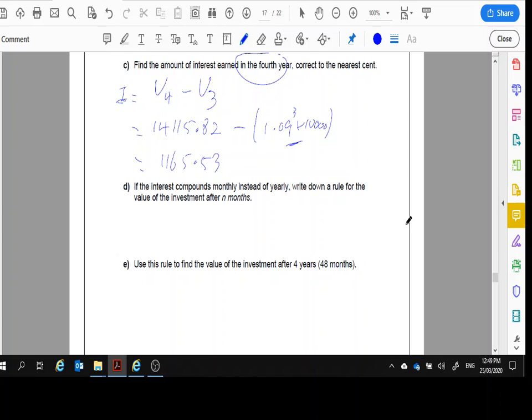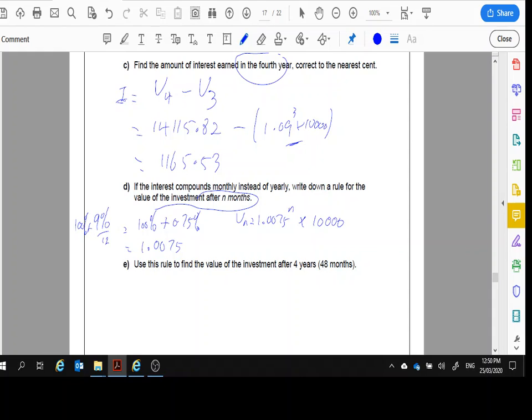If the interest compounds monthly instead of yearly, write down a rule for the value after n months. Okay, so it's compounding monthly. We've got 9% being added for the year. And remember, we've got the 100% originally. But divide this. Now we want it in months, so we're going to divide that by 12 months in the year, which means it becomes 100% plus 0.75%, and as a decimal this will be 1.0075. Okay, so our rule V of n will equal 1.0075 to the power of n times the original $10,000.